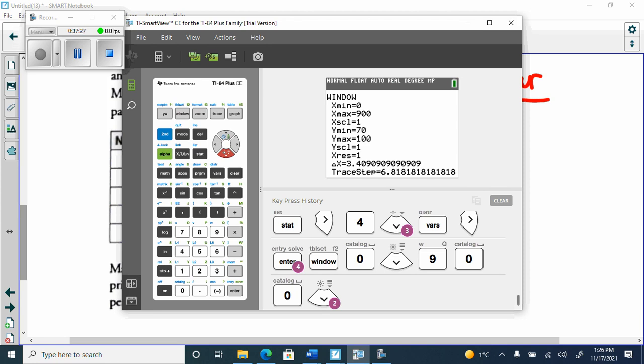$1.69. It's a cost per shirt, so what's the lowest you could get to? Zero. And then the Y maximum? $5.20. Let's... $6. Yeah, I'll go 8. You could go 6, it doesn't matter. And I'm going to leave my Y scale at 1. Okay? I always just leave my Y scale and X scale at 1, and I'm going to press graph.